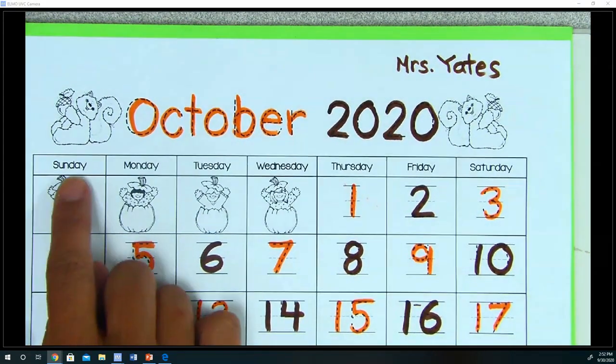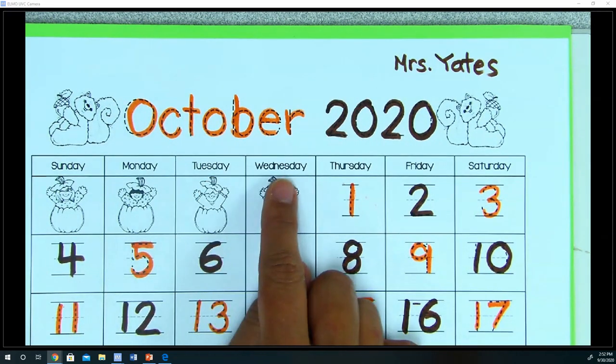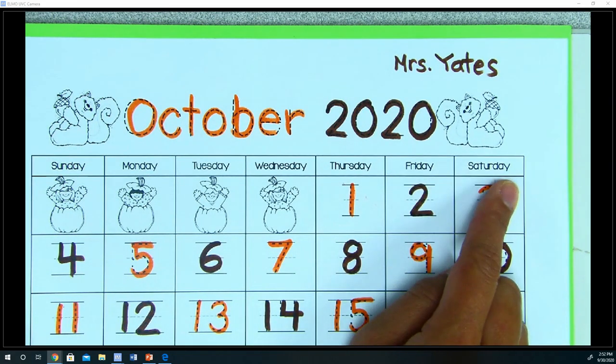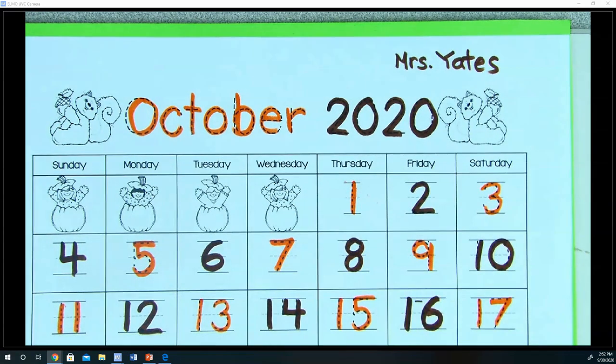Okay, and here you can also read the words. We have Sunday, Monday, Tuesday, Wednesday, Thursday, Friday, and Saturday. So you can try singing the song that we've been learning in class. All right, are you ready? Off you go. Your turn.